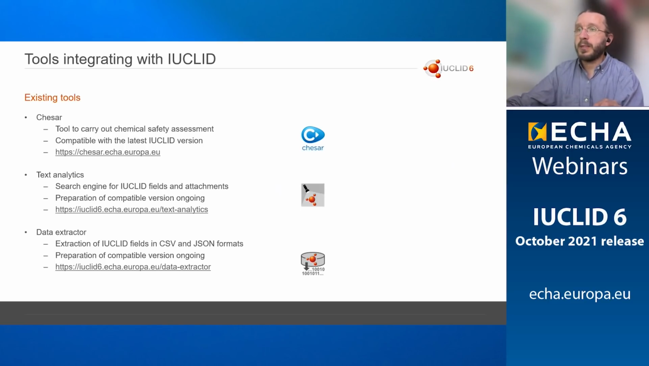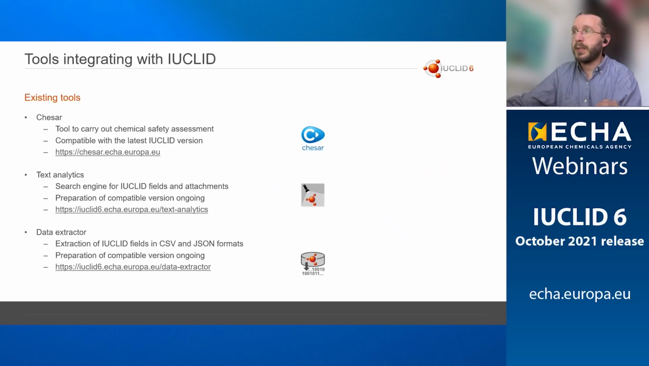Euclid users are always asking about the compatibility between new versions of Euclid and tools that are integrating with Euclid. So I wanted to mention QCL, which is the tool to carry out a chemical safety assessment. This version of QCL is working with the latest Euclid version, so you can upgrade Euclid and continue to use QCL. And then we have Text Analytics, which is a search engine for Euclid fields and attachments. For this, we are preparing a compatible version with the latest version of Euclid. So please check our Euclid website to see when this new version is going to be available in case you want to use Text Analytics.